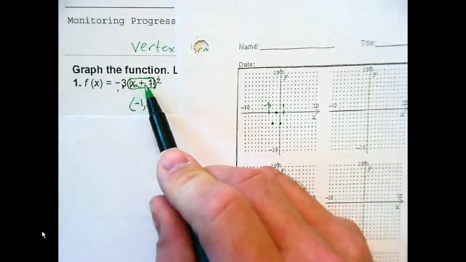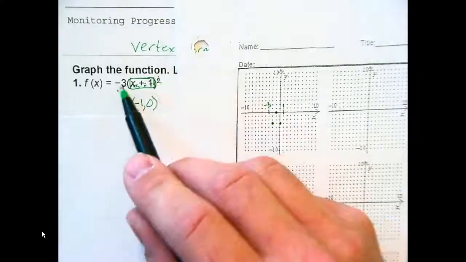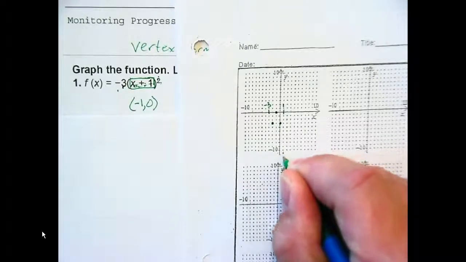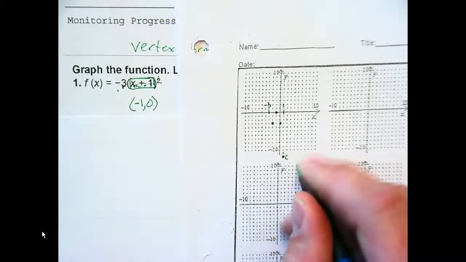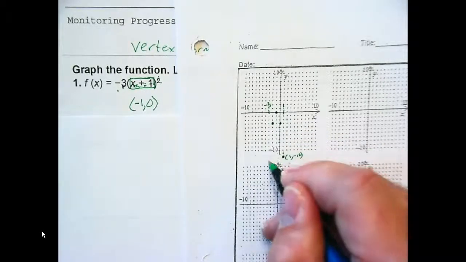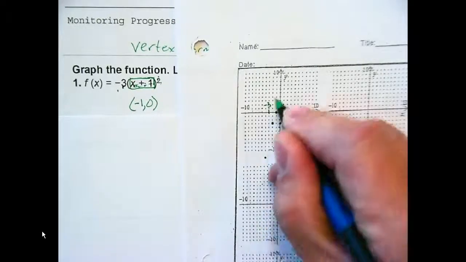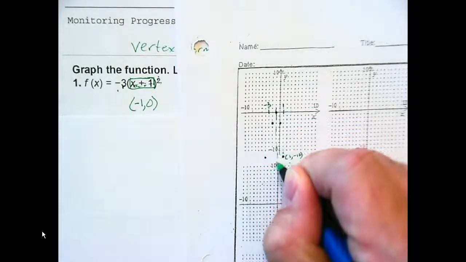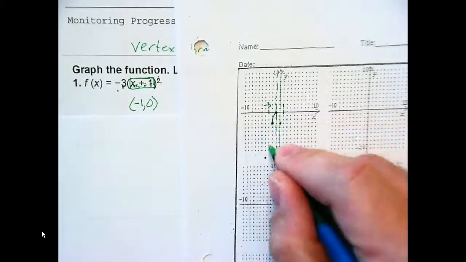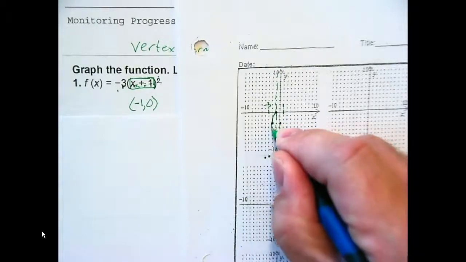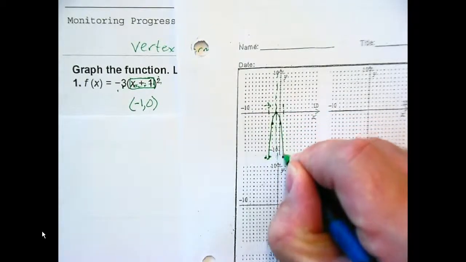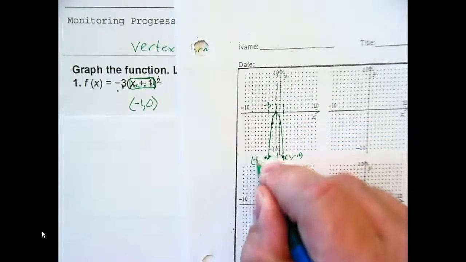Okay, so at 1, 1 plus 1 is 2. 2 squared is 4 times negative 3 is negative 12. So that would be 1, negative 12. So if I go off my graph, I better label that 1, negative 12. Okay, which means if I reflect that, I should get the same value over here. Remember, across your axis of symmetry, which is right here. Oops, I put that in the wrong spot, didn't I? There we go. Across your axis of symmetry, it should be a reflection. Okay, so that would be negative 3, negative 12.